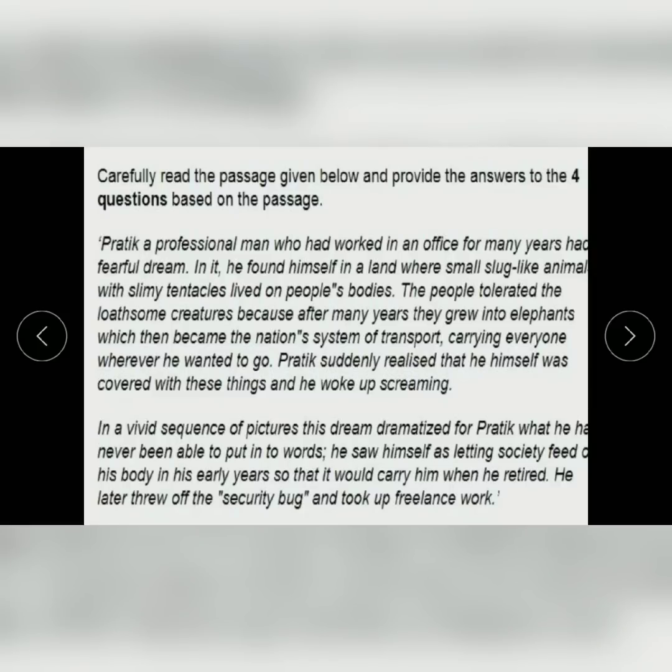Remaining questions are from English comprehension. There are a total of 5 questions from English comprehension. Carefully read the passage given below and provide the answers to the 4 questions based on the passage.